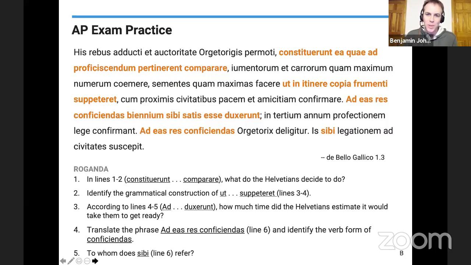This passage is about their plan for setting out and going into Gaul, and that's where the Helvetians run into Caesar and his forces. Orgetorix doesn't quite make it that far. So we have 5 questions here, rogandа, and so let's move to the answers. You guys should get your learning opportunity out and check to see if you got everything right.